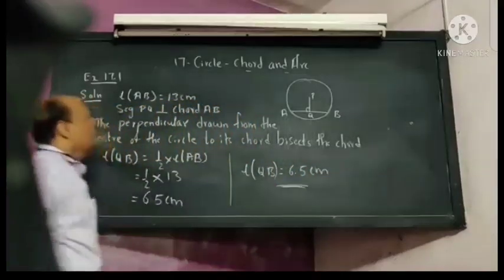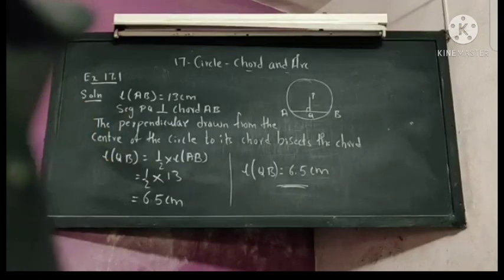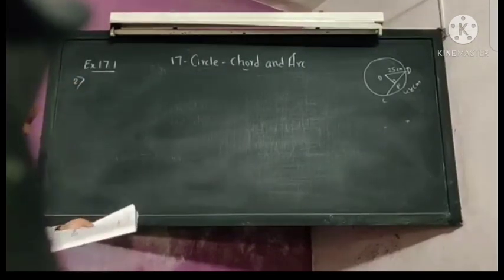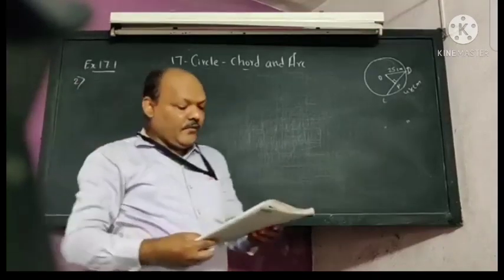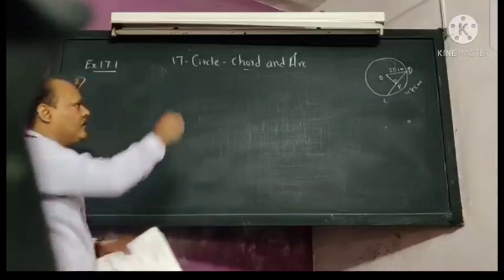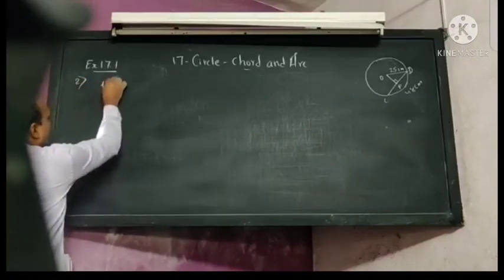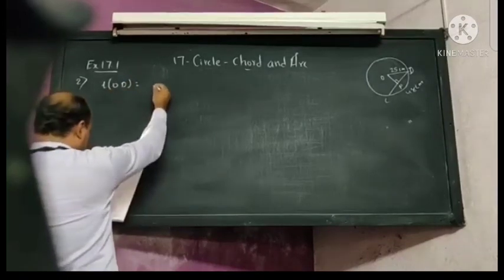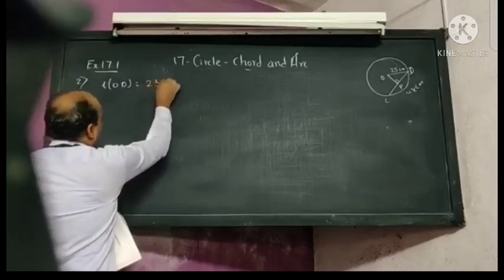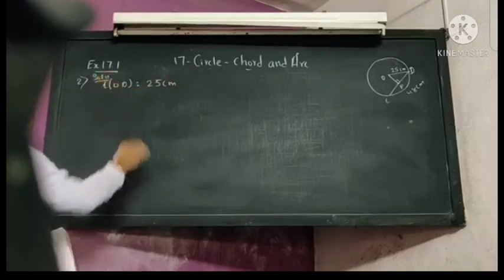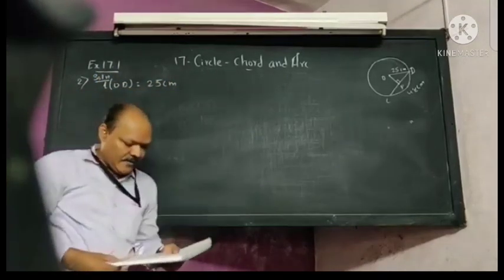I hope all of you understood sum number 1. Sum number 2. What is given in this sum? I am reading the question. The radius of a circle with center O is 25 cm. The radius is given to you, that means the length of OD is given to you, 25 cm.